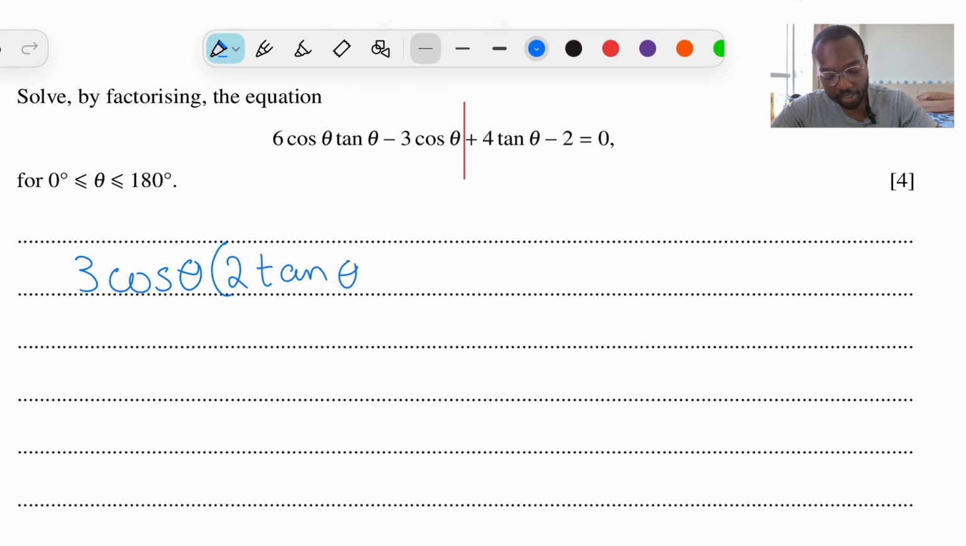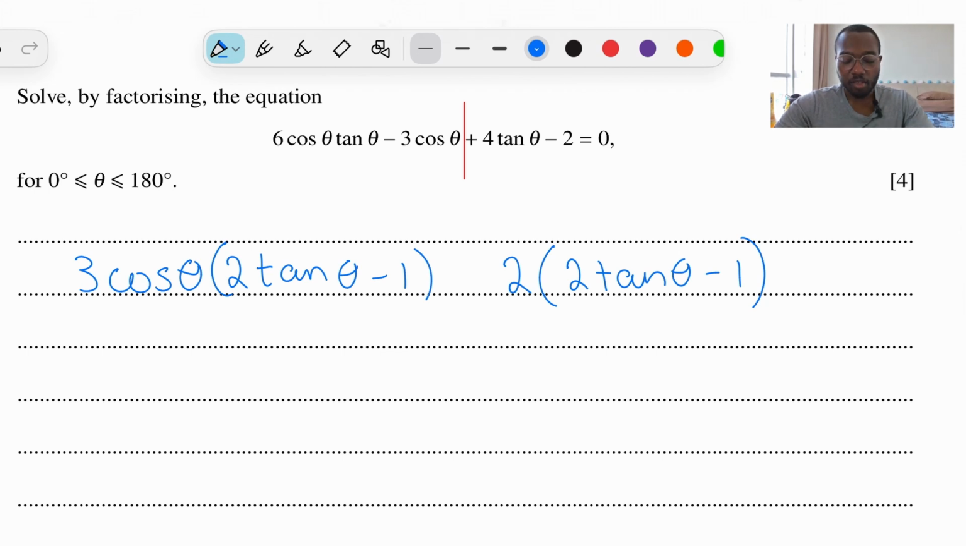And then we would get a minus 1. And then on the right side, I'm now going to factorize that separately as well. So we can take a factor of 2 out, okay? And then in the brackets, we would get a 2 tan theta minus 1. Now, would you look at that? When we factorize it separately, we get the same value inside the brackets, 2 tan theta minus 1.